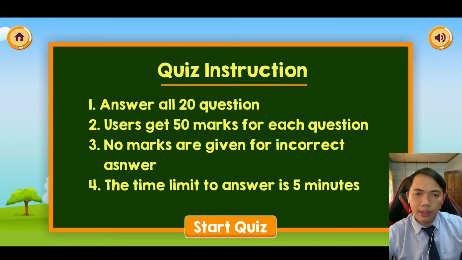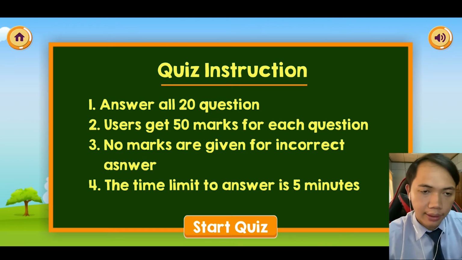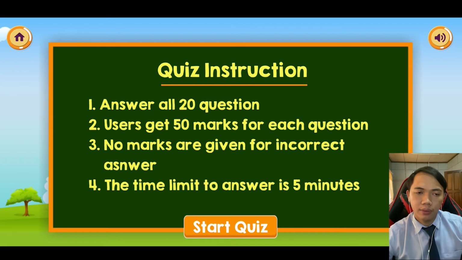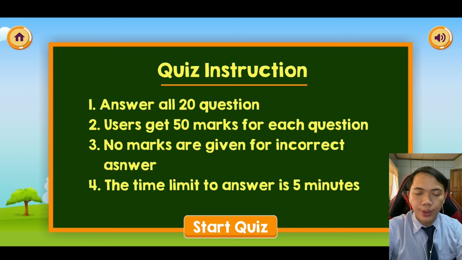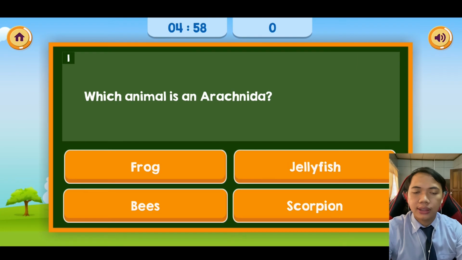As you can see, the quiz instruction will appear on the first page of the quiz interface. The user can see the instructions, what the user needs to know to answer all the questions in the quiz. First, the user needs to answer all 20 questions. Second, the user will get 50 marks if the user answers correctly, but the user will get no marks if the answer is incorrect. And fourth, the time limit to answer all 20 questions is 5 minutes. The user can start the quiz by clicking on the Start Quiz button.